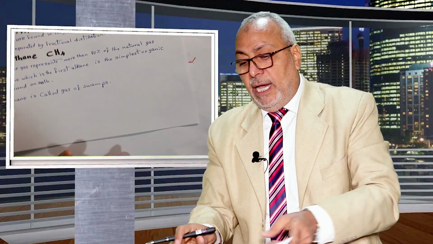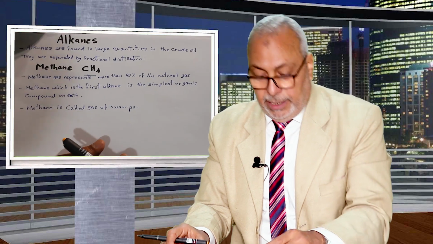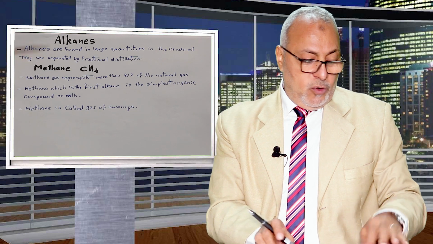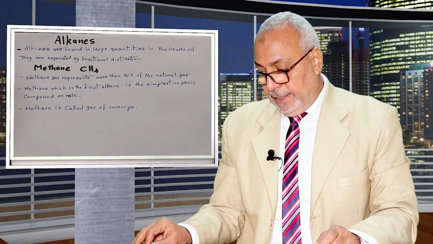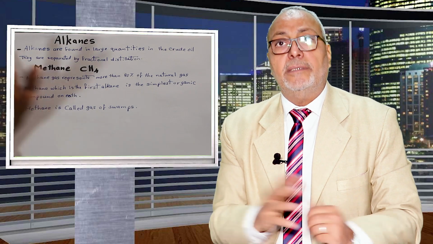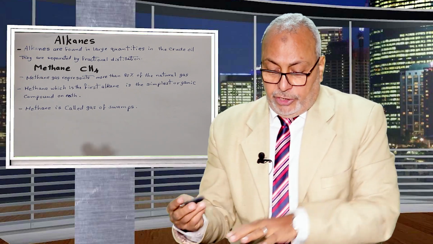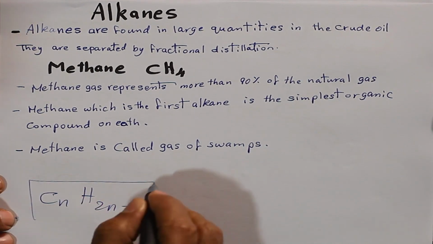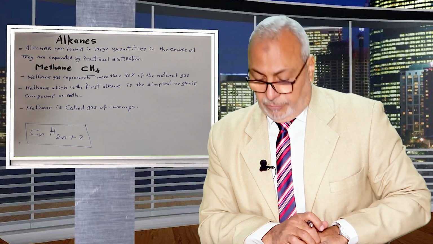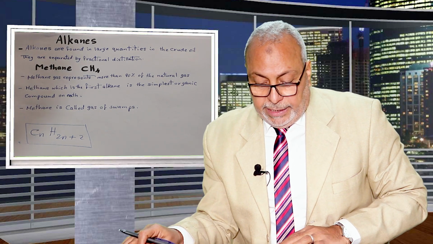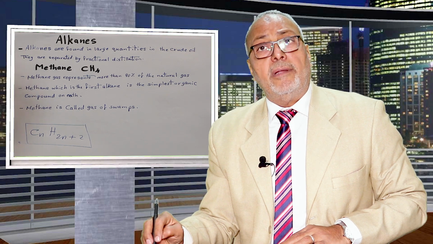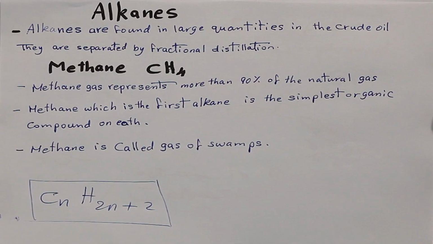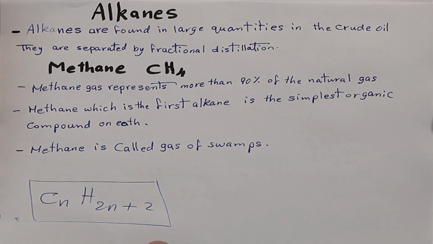Firstly, we will study alkanes. What is meant by alkanes? We can repeat together what we said about alkanes. Alkanes are saturated hydrocarbons. Their general formula is CnH2n+2. They are found in crude oil. Crude oil is a complicated mixture which has a large number of compounds mixed together. Alkanes are found in crude oil.